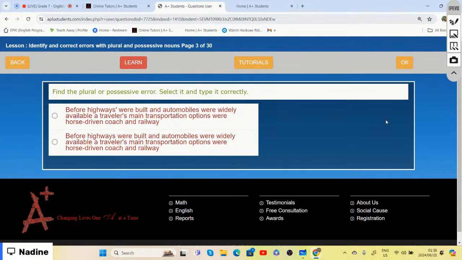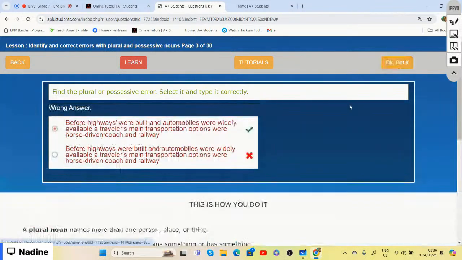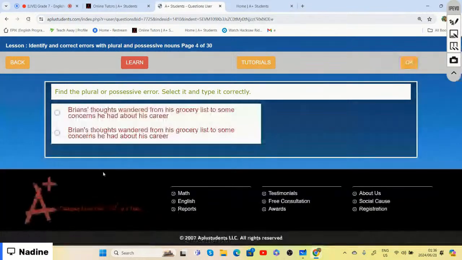All right, so then we will choose option two. So we say before the highways were built, which is more than one. Oh, before the highways were built. It's still a bit confusing there, but okay. We went with option one, right? So I apologize for that mistake. Let's go to the next one.